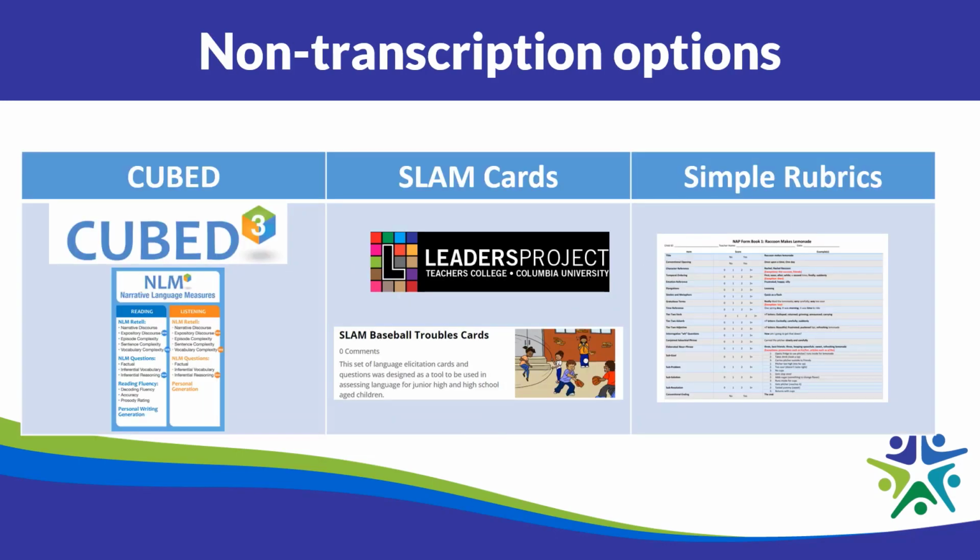Then we also have some non-transcription options. So there's some different materials that have been developed that don't require transcription. Usually they have some type of rubric that you use to evaluate certain aspects of the language sample. So there's the narrative language measures from Cubed. You may have heard of the SLAM cards, and then there's just various other rubrics that are available.